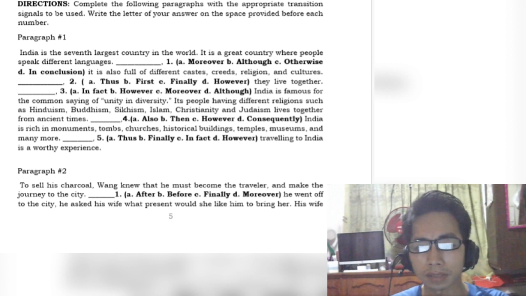Then the last question for what I have learned is: transition signals are clues for the reader to know the blank of ideas the author presented. So what do you think is the missing blank here? I know that you have your answer there, so just fill in your answer in the blank.